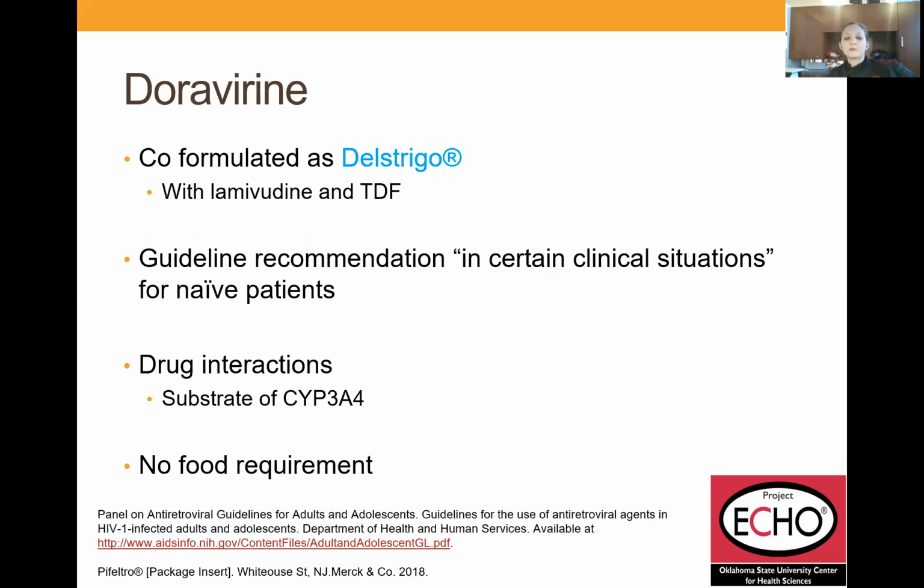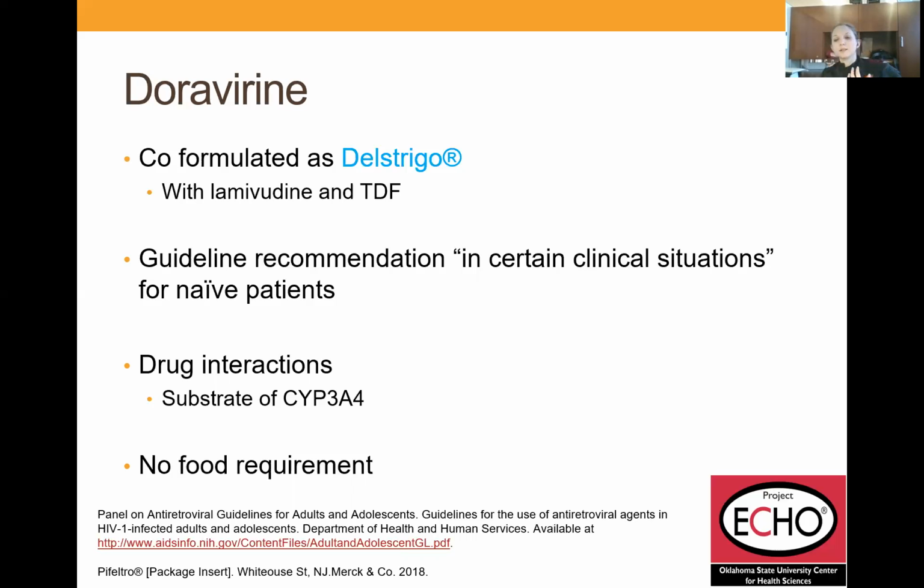And then finally, doravirine is the newest non-nucleoside on the market. It is co-formulated, available as Delstrigo with lamivudine and TDF, or it's Pifeltro by itself as the brand name. It got placed on the guidelines, I want to say a year and a half ago, as in certain clinical situations for naive patients. I think of it as a cleaner, less problematic efavirenz.